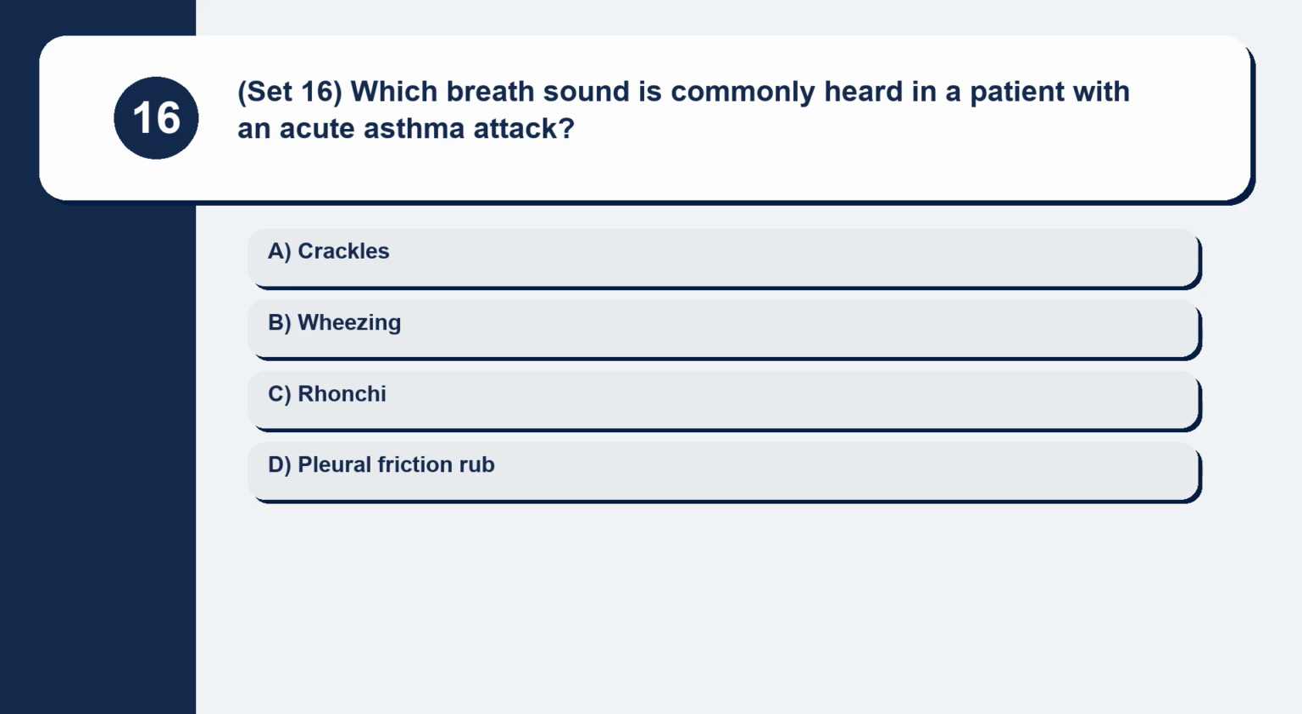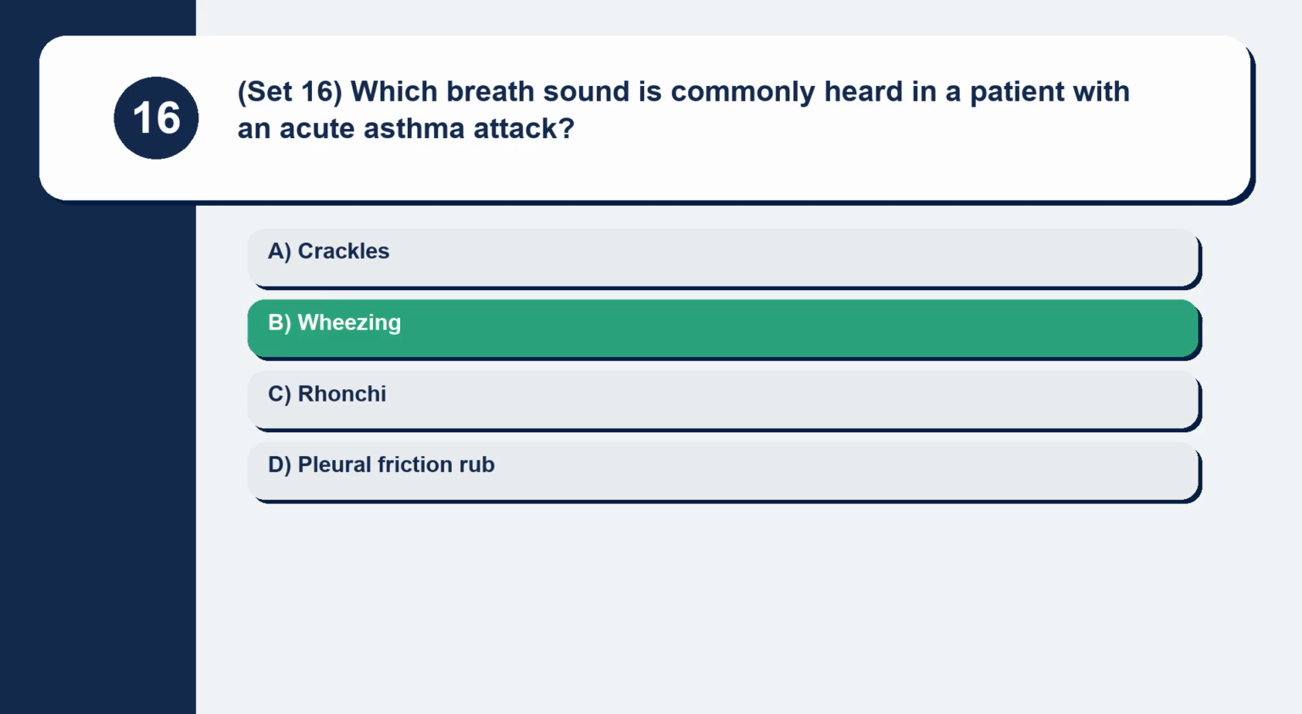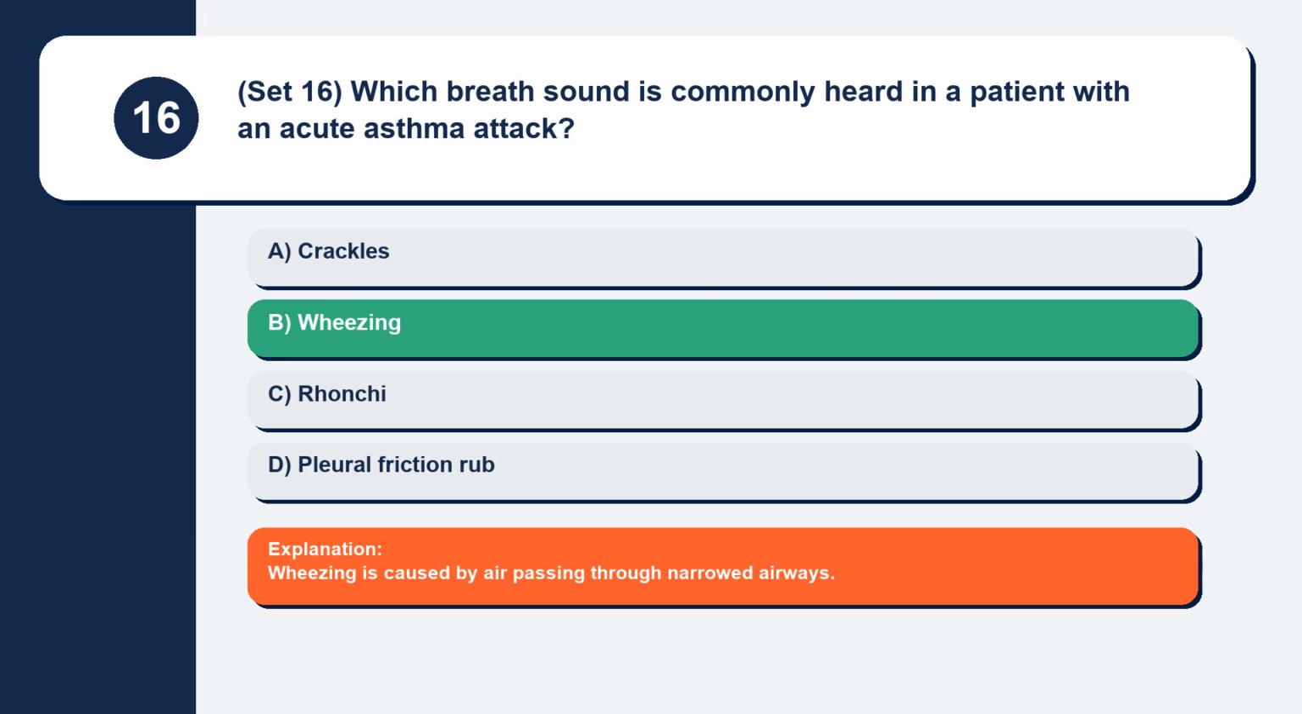Question 16. Set 16. Which breath sound is commonly heard in a patient with an acute asthma attack? Crackles, wheezing, rhonchi, pleural friction rub. Wheezing is caused by air passing through narrowed airways.